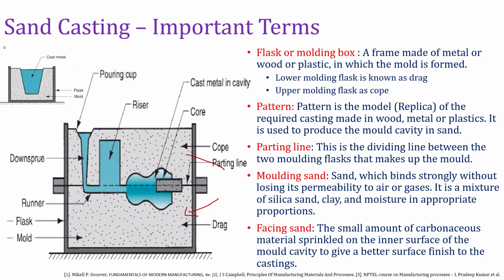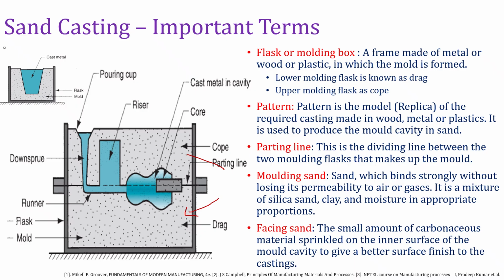So the next is the parting line. It is the surface that separates the cope and drag. That means the upper portion and the lower portion will be separated with a line. That line is going to be the parting line. Here you can see the dotted lines. That is going to be the parting line. This line allows the two halves of the mold to be assembled and separated easily.